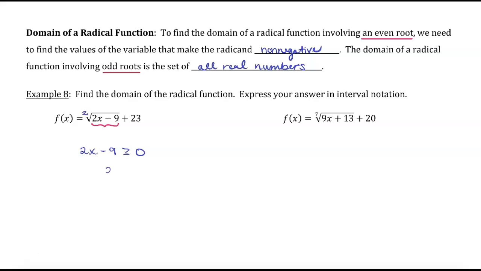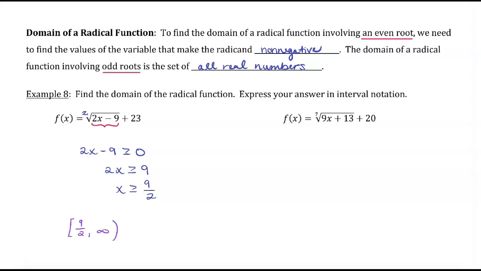Adding 9 to both sides, we have 2x is greater than or equal to 9. And dividing both sides by 2, we have x is greater than or equal to 9 over 2. So x values that are greater than or equal to 9 over 2 will cause the radicand to be non-negative. So we know that the domain of this function is all values from 9/2 to infinity.